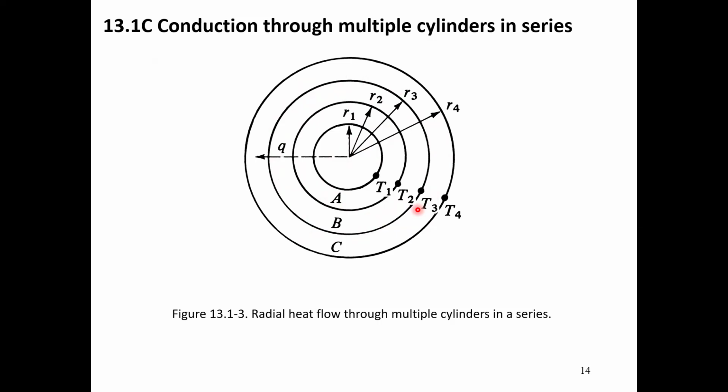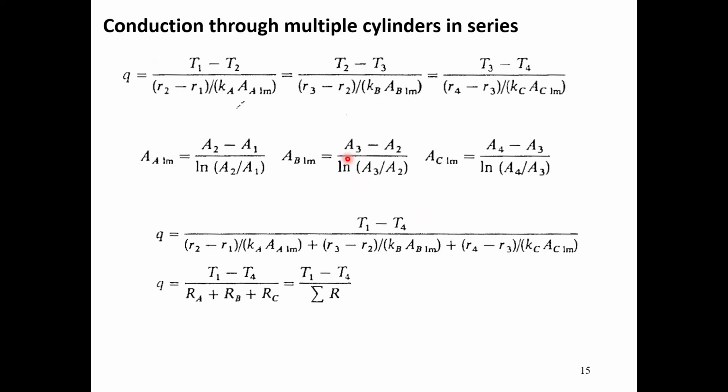Again, we are still looking at a steady state scenario. Therefore, all these temperatures you see won't change with time. If we assume that T1 is greater than T4, then heat transfer will happen from inside to outside. Okay, so let's move to the derivation. It is pretty similar to what you saw for the flat walls in series case, and this is where having the log mean area form makes the derivation simpler.